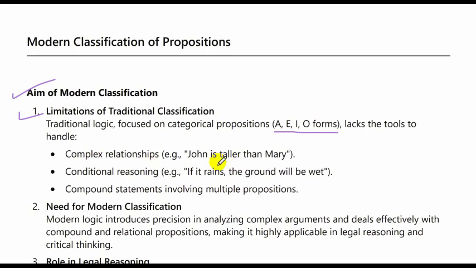That is, John is taller than. There's no such thing as taller than in the traditional logic. Conditional reasoning. If it rains, the ground will be wet. There's no conditional reasoning in traditional logic. So there are all these limitations. Compound statements involving multiple propositions. So all of these three are missing in the traditional logic, which has now been incorporated in the modern logic.